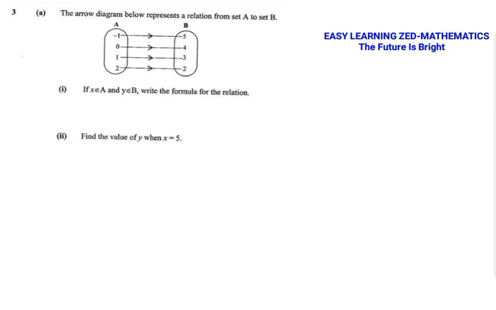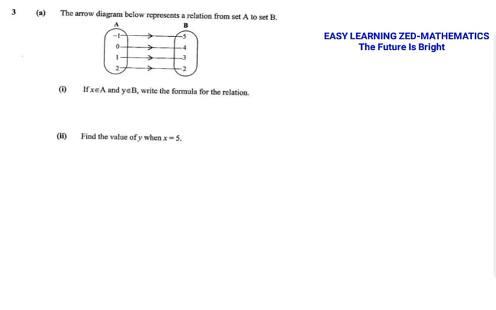Okay, so the first question we're starting with is the one which came in 2019, and it was question 3, and it was as follows. The arrow diagram below represents a relationship from set A to set B. On the left we have set A, and on the right we have set B. As you can see, -1 is mapped into 5, 0 is mapped into 4, 1 is mapped into 3, and 2 is mapped into 2.